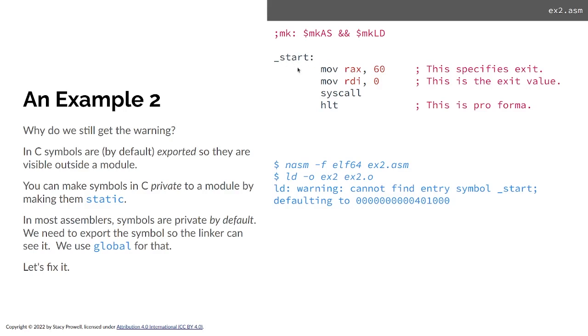Well, by default, labels are private to the module. We don't want this to be a private label. We want this to be a public one that the linker can see. It's kind of the opposite of C. In C, labels are public by default. You make them private by using the keyword static. Here in assembly, labels are private by default. You make them public by using the keyword global.